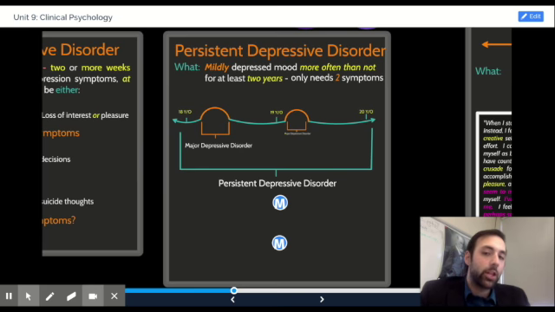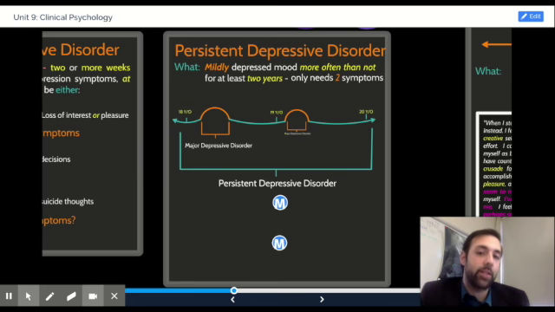This is a mildly depressed mood more often than not for at least 2 years. And the term mildly depressed, I want to make it clear that that doesn't necessarily mean the depressed mood doesn't rise to the level of major depressive disorder. The mildly depressed element of this means in terms of that list of 9 symptoms, we're only going to look for at least 2. So instead of hitting 9, let's say the patient hits 3 of them. Well, that's mildly depressed in comparison to that list that had to reach 5 symptoms.